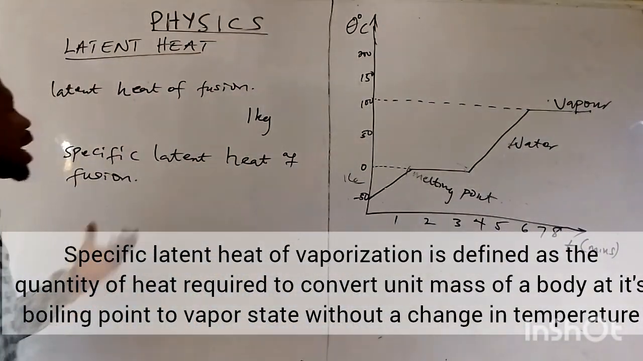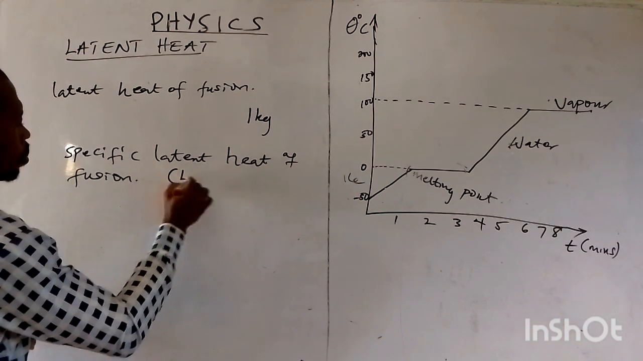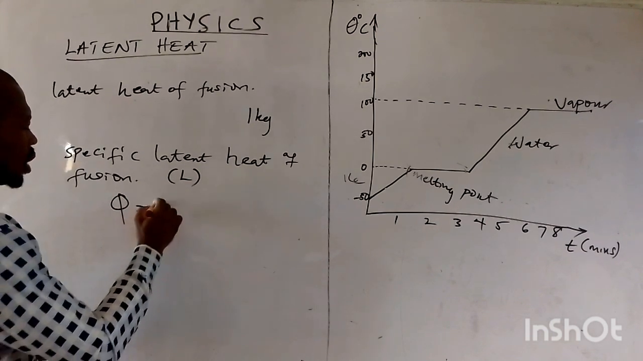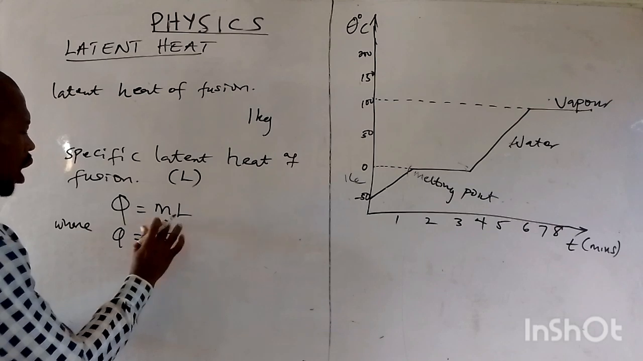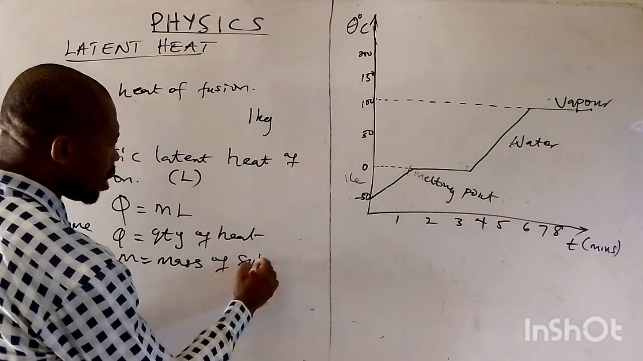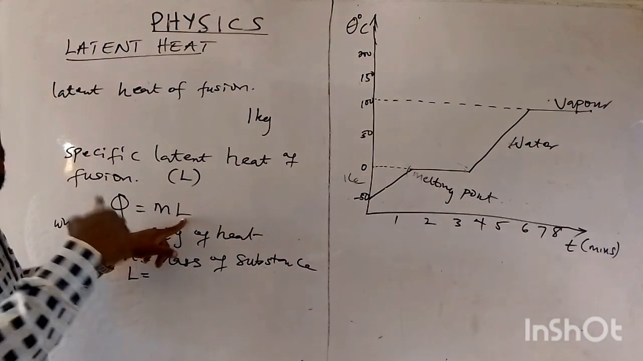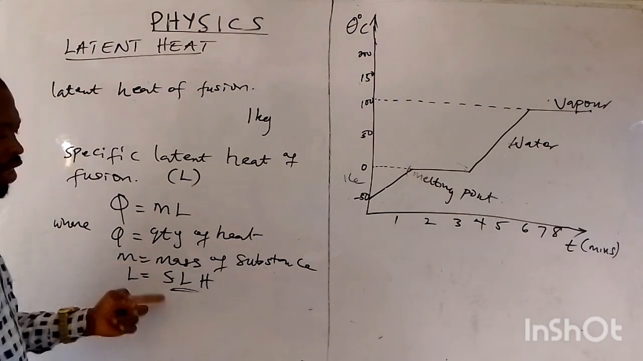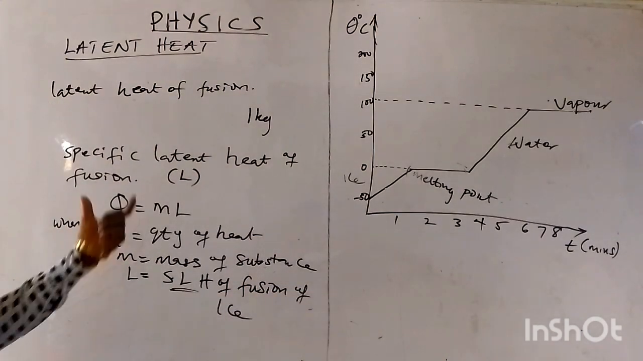Now, we'll come back. Specific latent heat of fusion of a substance is represented by L. Therefore, the quantity of heat required at this point is expressed as Q equals ML, where Q is the quantity of heat, M is the mass of substance, and L is the specific latent heat of fusion of ice. And of course, it is a constant value.